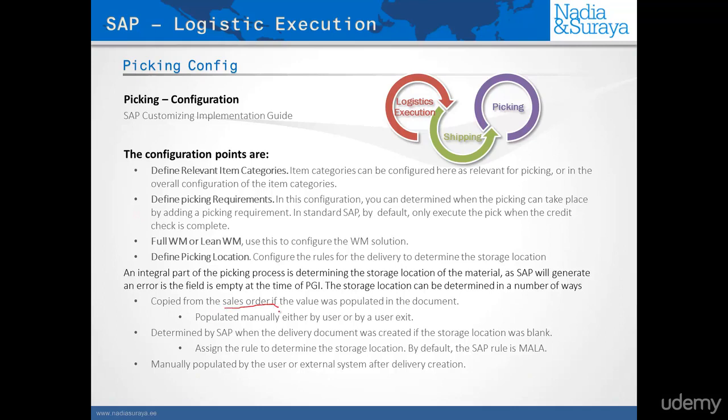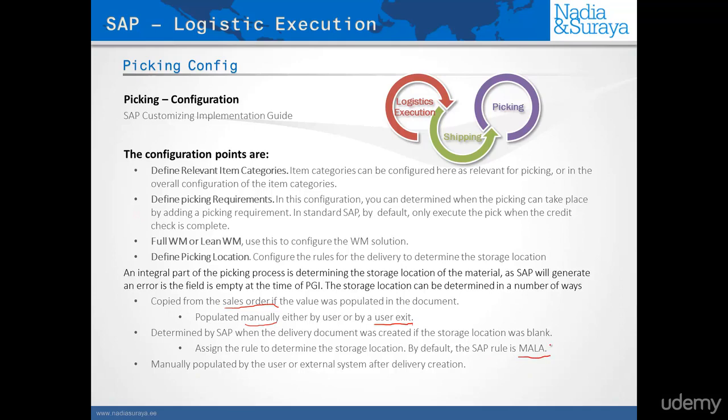So in the delivery, when you create a delivery, it will look first to see if the storage location is populated in the sales order. And it can either be populated manually in the sales order, or you could determine it via user exit. In the sales order, there is no automatic or configurable way to determine the storage location. So either you have to populate it manually or via user exit in the sales order, and that will copy automatically into the delivery.